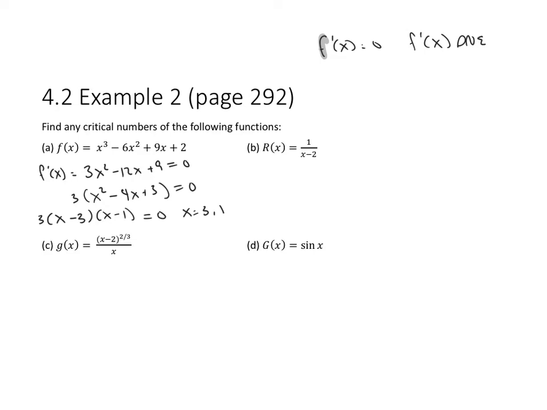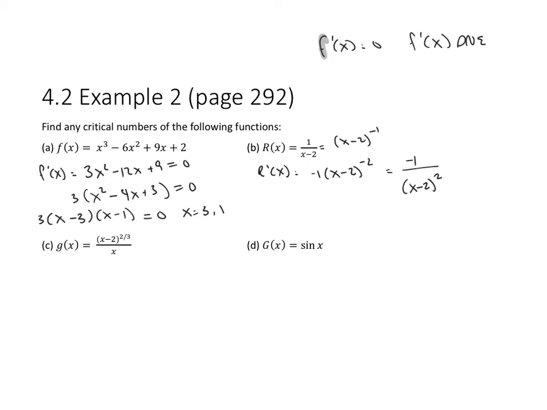Now here, I'm going to find my derivative as well. So you know the chain rule. I prefer to use the chain rule. You can use the quotient rule. Whatever you want to use to find it is fine with me. So my derivative: negative 1 times x minus 2 to the negative 2, and then times the derivative of x minus 2, which is just 1. So negative 1 over x minus 2 squared.